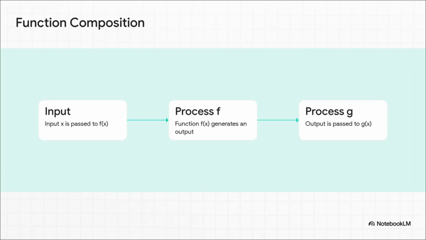I like to think of it as a digital assembly line. You pass your raw data, X, into the first machine, function F. It processes it and spits out an intermediate result. But instead of stopping, that output is instantly passed as the direct input into the next machine, function G. Mathematically, we write this as G of F of X. Practically speaking, if F of X calculates a shopping cart subtotal and G of X applies regional tax, you compose them to get the final price.